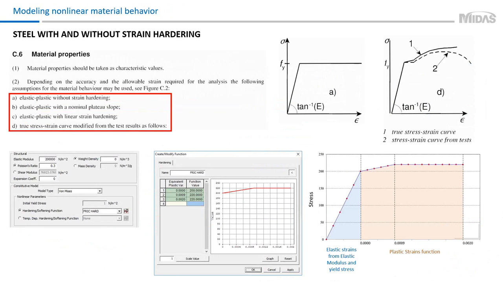Now, limit state with nonlinear material properties. Eurocode allows to consider elastoplastic stress-strain diagrams for steel with and without hardening. In Midas FEA, for this, you have to use a Mises constitutive model. If you are not considering hardening, you just define the initial yield stress here, and this will be similar to an ideal bilinear diagram. If you are considering hardening, you have to define the function of it. In this function input data, you apply the plastic strain and stress relation, and this plastic strain starts from zero.